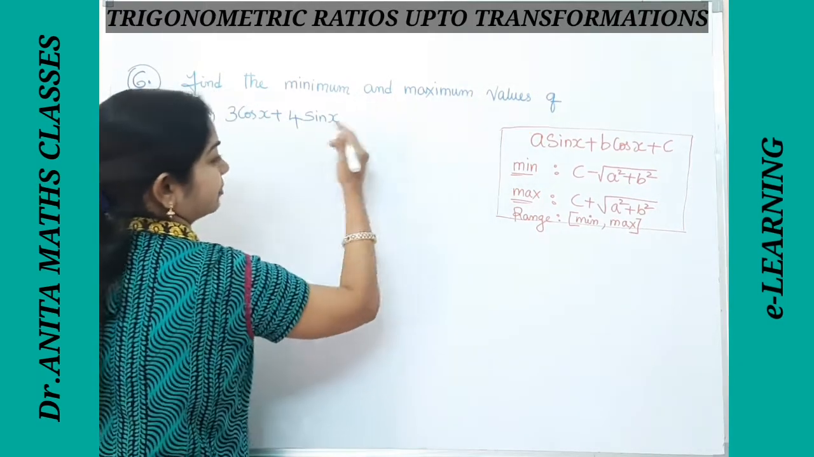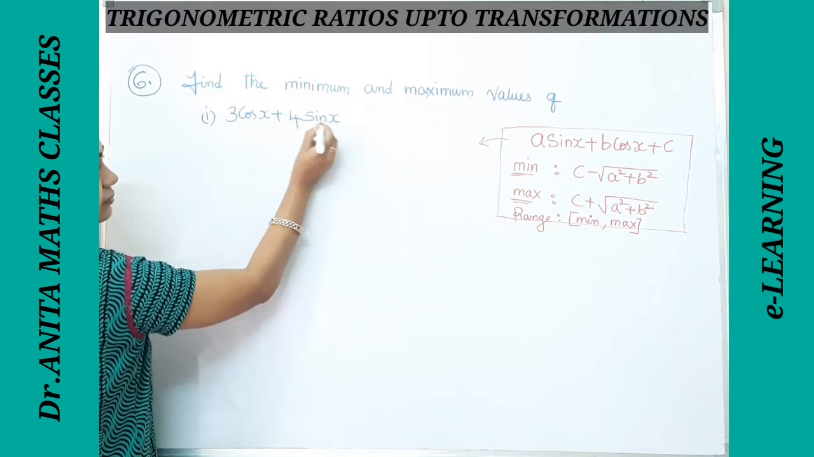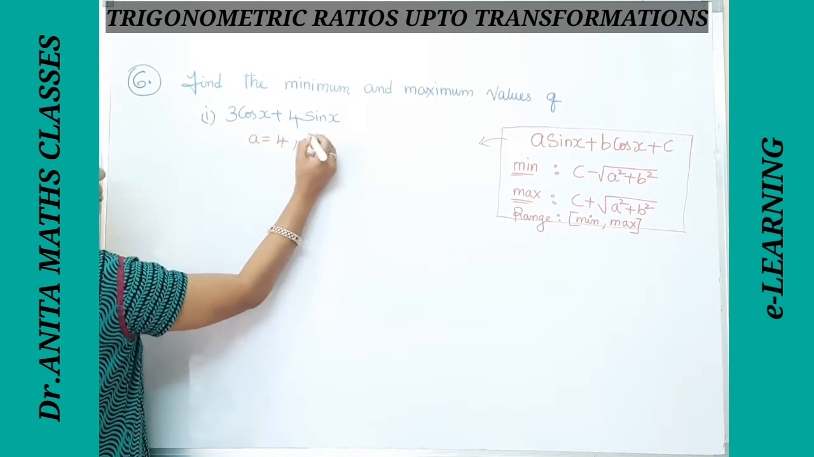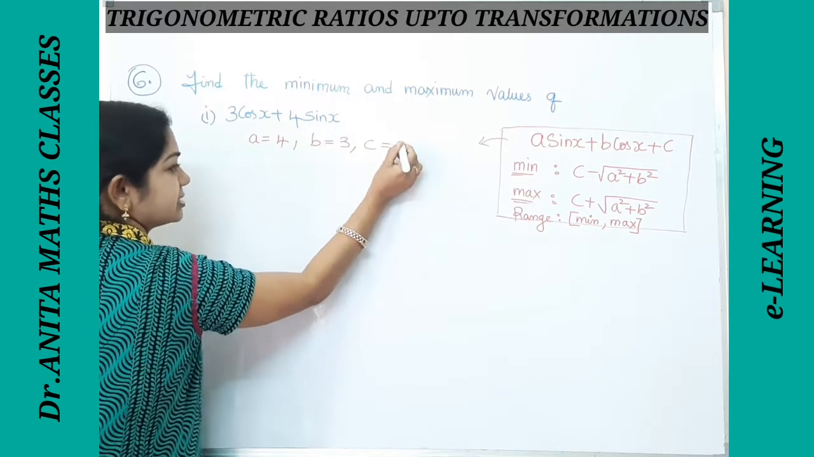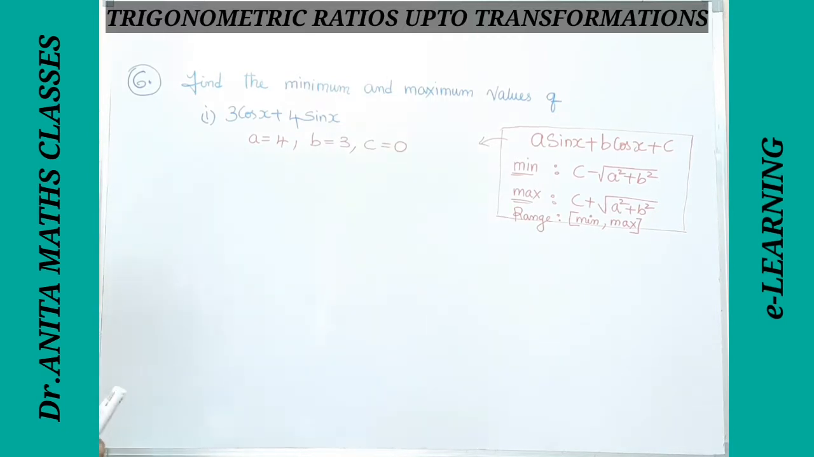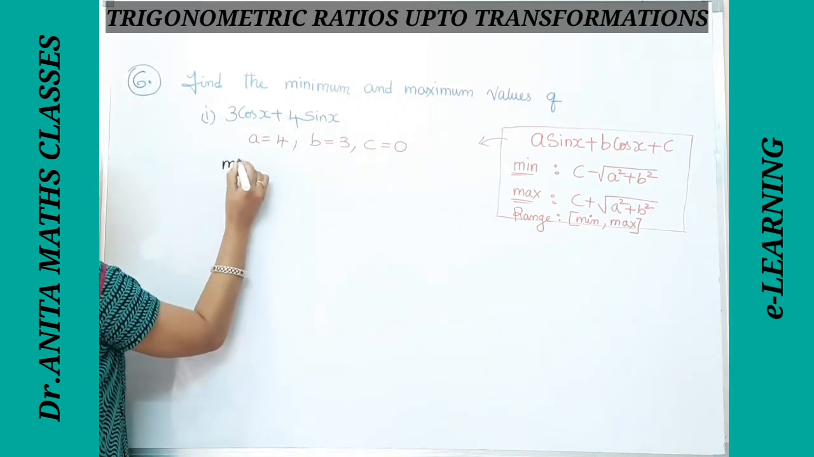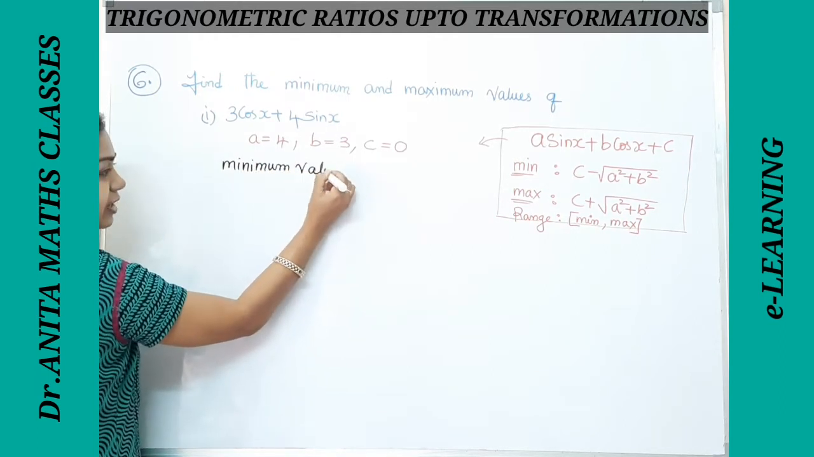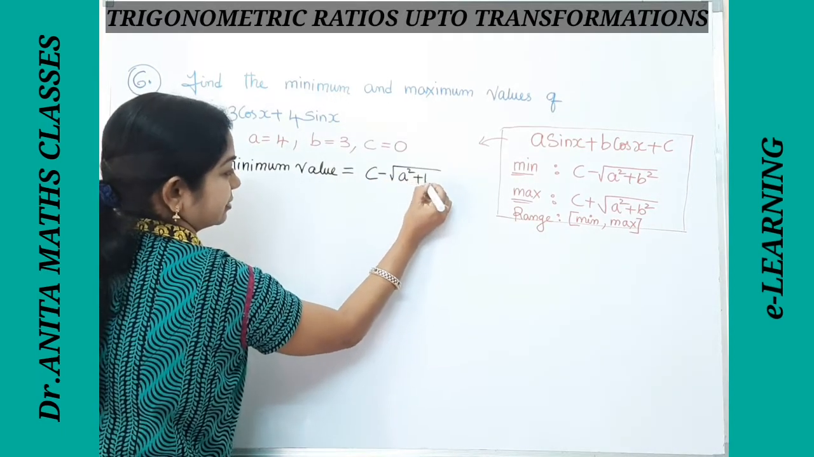Let us use this formula here. Now here in the equation, the coefficient of sin x is a. So here a is equal to 4 and b equal to 3, whereas c value we don't have, so we have to take it as 0. Let us directly apply into the formula. Now it is asking us to find the minimum and maximum values. So minimum value, just applying the formula, minimum value equal to c minus under root of a square plus b square.